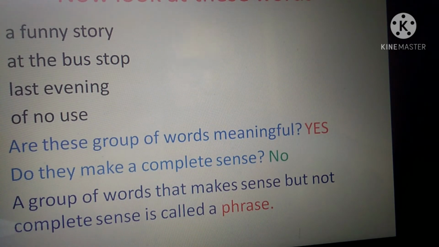Now look at these words. A funny story. At the bus stop. Last evening. Of no use. Now you'll tell me, ma'am, these all are also meaningful words. But are they making a complete sense? No. They are incomplete. Although they are meaningful, they are not giving us a complete sense. So a group of words that makes sense but not complete sense is called a phrase.